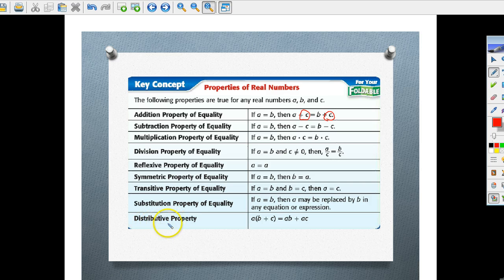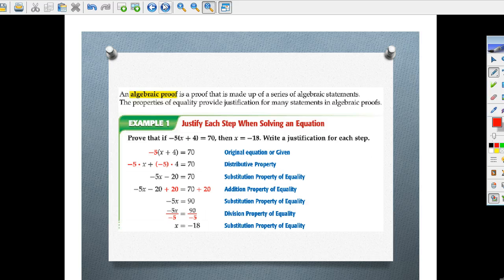Okay. Distributive property, we're familiar with this, A times B plus A times C. Okay, so these are all skills that you've already learned in algebra. It's just nicely made here in a table for you. Alright, so an algebraic proof is a proof that is made up of a series of algebraic statements. The properties of equality provide justification for many statements in algebraic proofs.